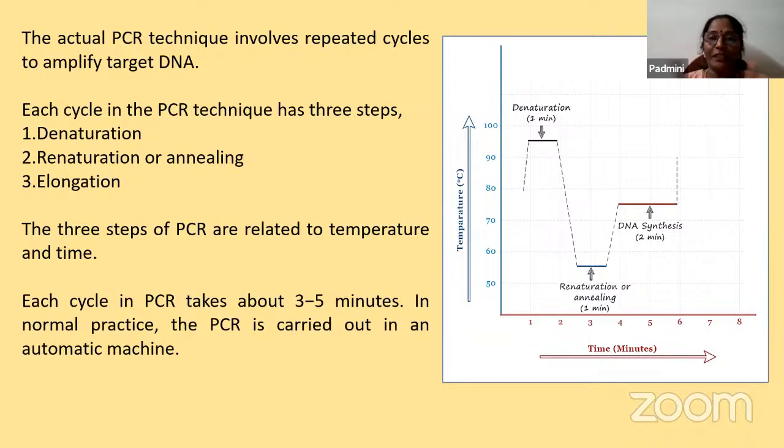That is, you had separated the DNA, and now these 2 strands have to be copied and elongated. That is called DNA synthesis. From a single DNA strand, you are going to prepare 2 DNA strands. That is what is called DNA synthesis or elongation. So this is the technique of the repeated cycles, and we'll talk about this in detail one by one.